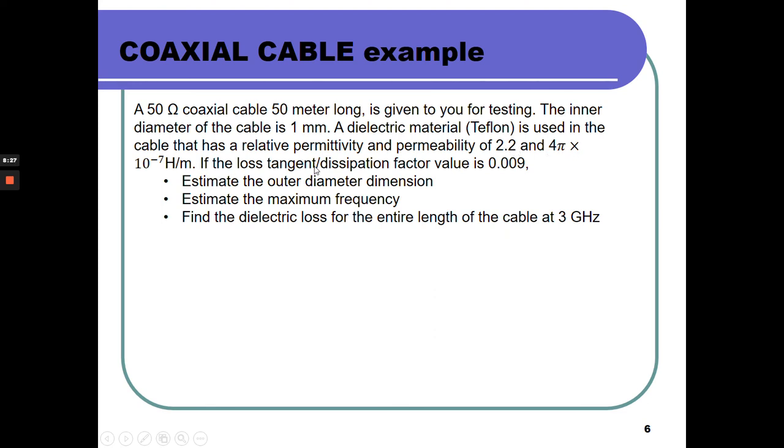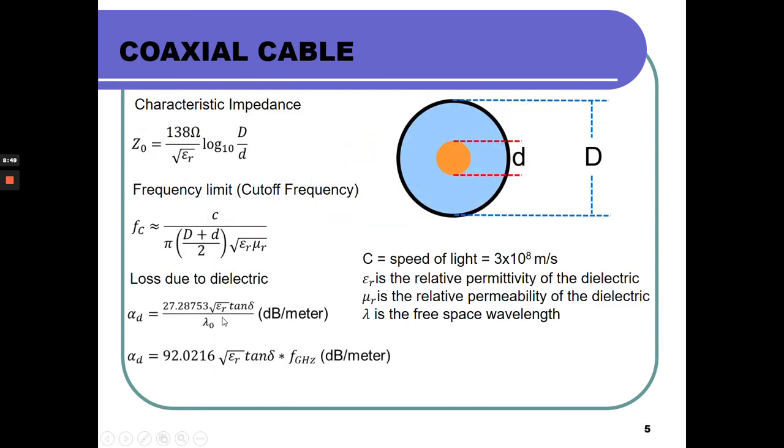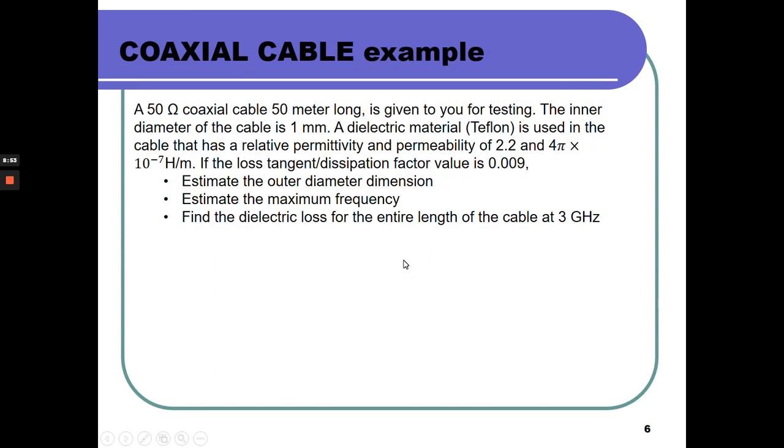Now the loss tangent or dissipation factor value is 0.009. You need to estimate the outer dimension. You need to estimate the maximum frequency, and you need to find the loss of the entire length of the cable at 3 gigahertz, meaning at 3 gigahertz what will be the loss for the whole cable. The dissipation factor or loss tangent, I told you already, is given, so it's easy as that. So we go for the solution.